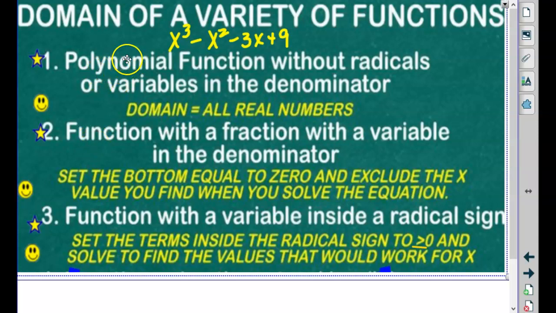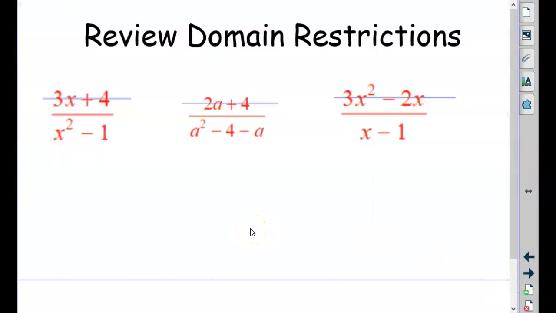Basically, the only things you have to worry about for domain: any kind of polynomial where there's no x in the denominator, it's just all real numbers. As long as there's no square roots anywhere, the domain is all real numbers. If you have a fraction with a variable in the denominator, you have to set the bottom equal to 0 and exclude that x value. If you have a variable inside a radical, you have to set whatever's inside the radical greater than or equal to 0 and solve. We've practiced this several times this year, so we're just going to keep going with those concepts. So I'm going to go real fast.